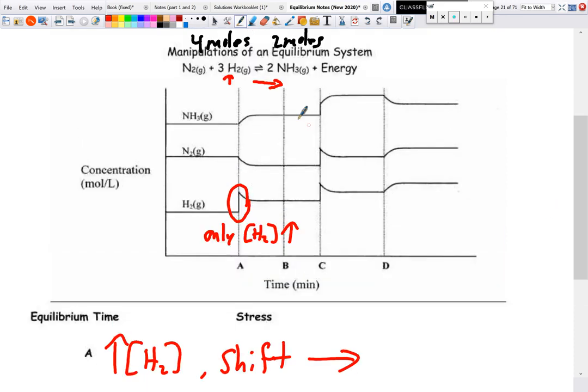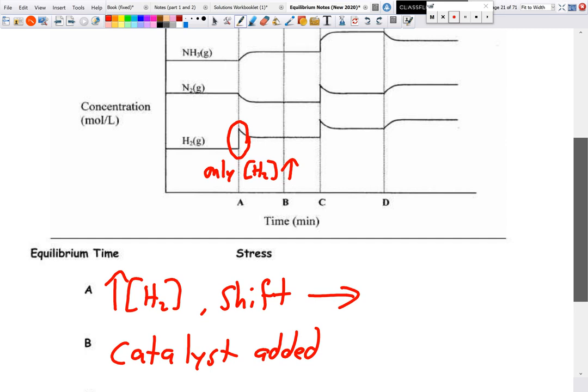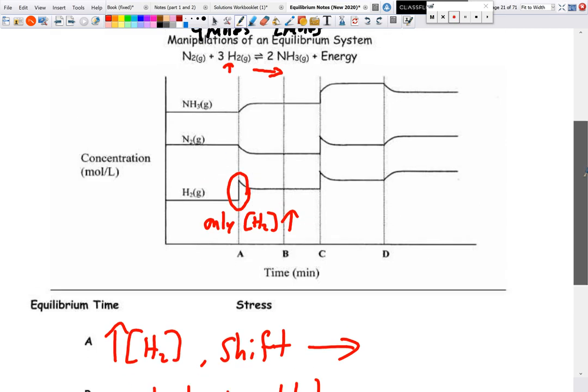Now at point B, we'll notice nothing. There's no change. We can tell that there's no stress. So at point B, this is what a catalyst being added looks like, because really there's no new stress. Nothing has changed. That's why on the previous page it said when a catalyst is added, no change whatsoever.